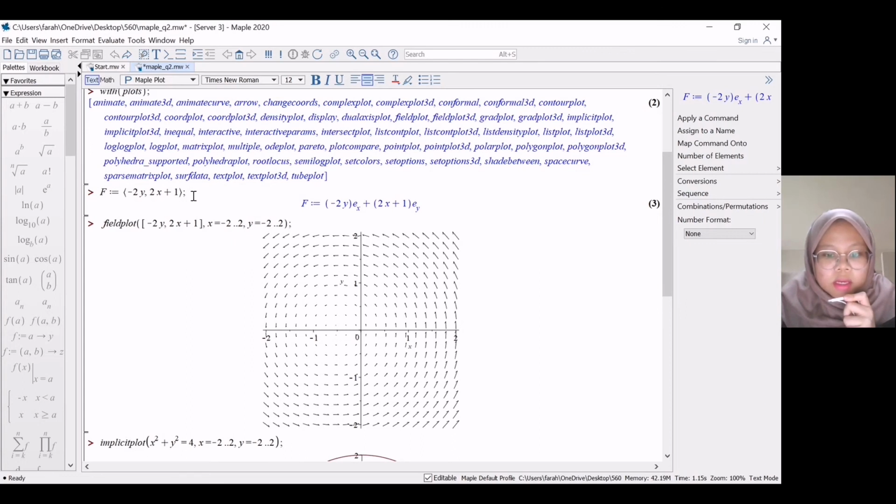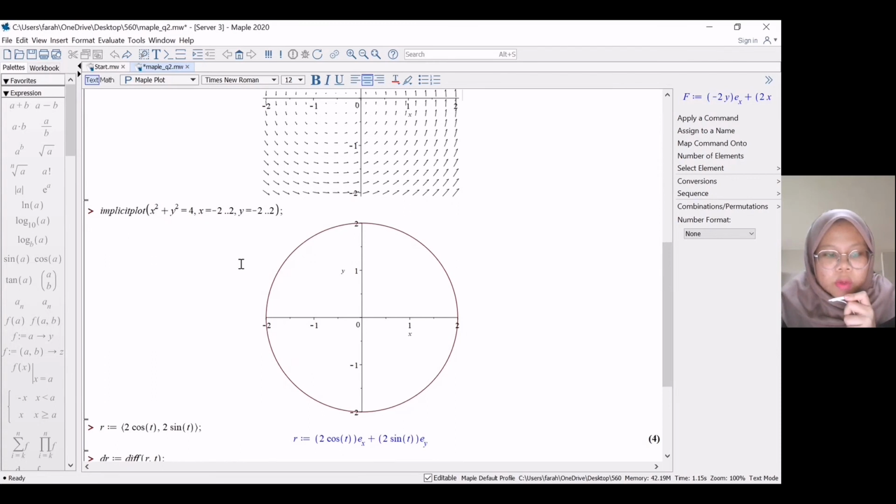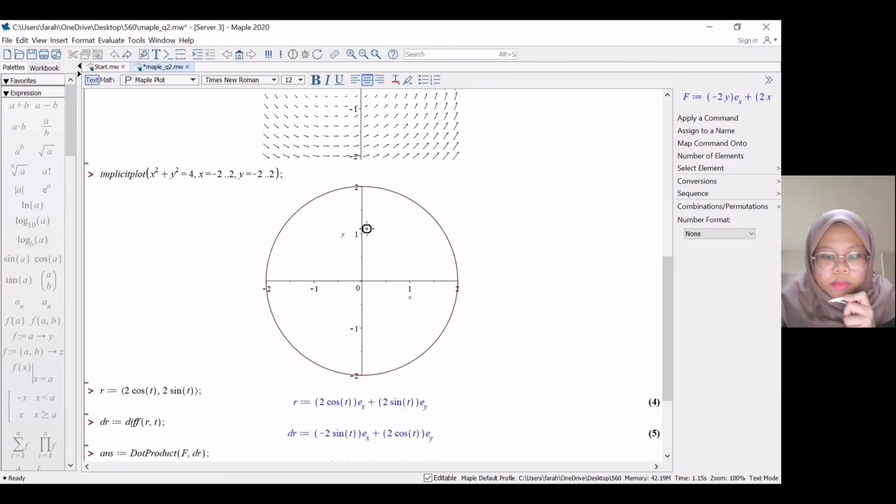Okay, when we click enter, Maple will show F equal to negative 2y ex, where ex represents vector i, and plus 2x plus 1 ey, where ey represents vector j. Okay, and then we do field plot to show the flux movement. Okay, here is the flux movement for this question. Next, we do implicit plot to show the graph of curve C, represented by the circle of x squared plus y squared equal to 4 from (0, negative 2) to (0, 2).